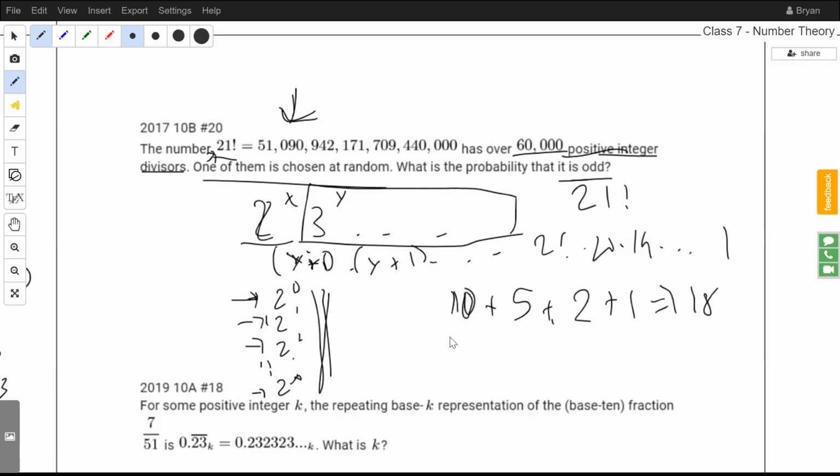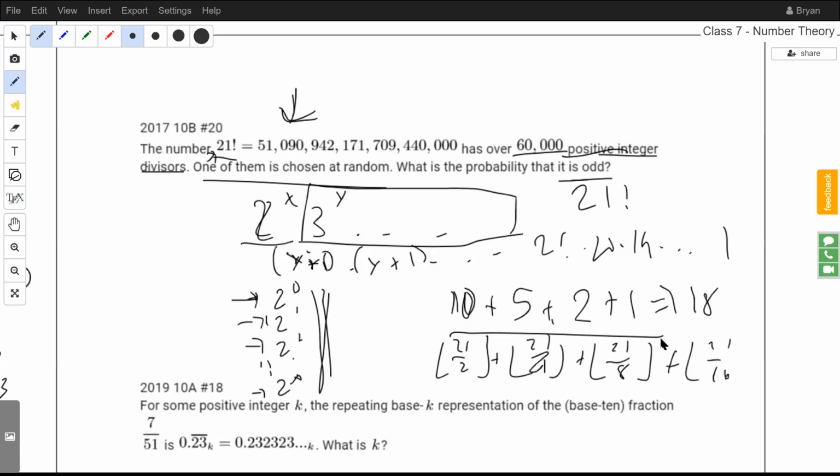But now, why does this method work? Basically, this is the floor of 21 over 2 plus the floor of 21 over 4 plus the floor of 21 over 8 plus the floor of 21 over 16. And this gives the number of factors of 2.